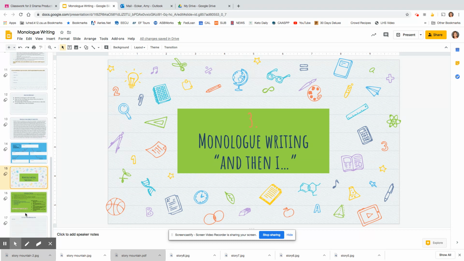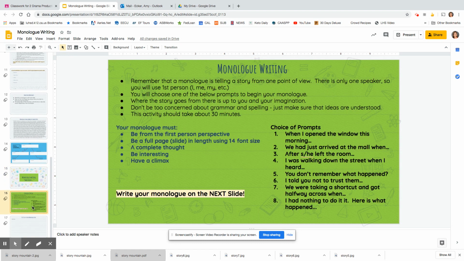This is where you're going to start writing your own monologue. Okay, so there are some directions given on this green slide here. Your monologue must be in first person. That means using I or me or my or mine, or we if you're talking about you and somebody else. That's all first person point of view. Okay, and read those bullet points there. And of course, you're going to write your monologue on the next slide.